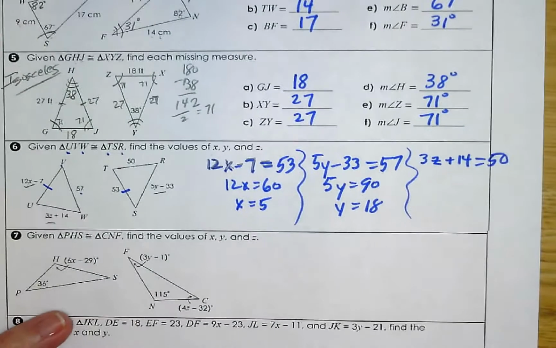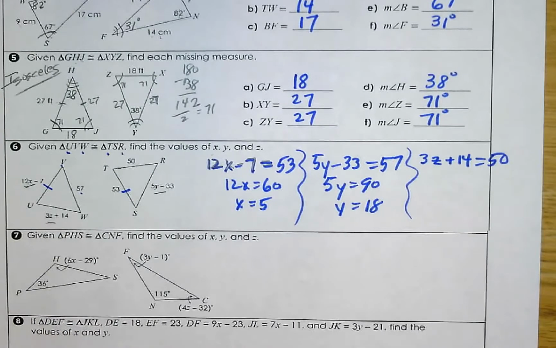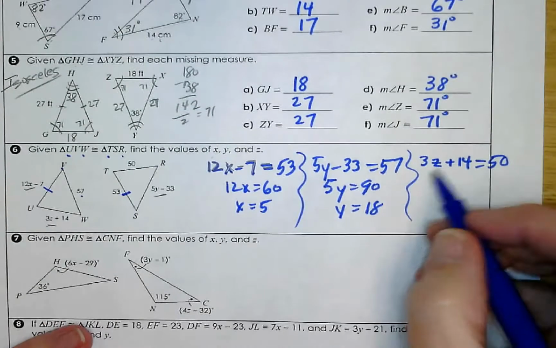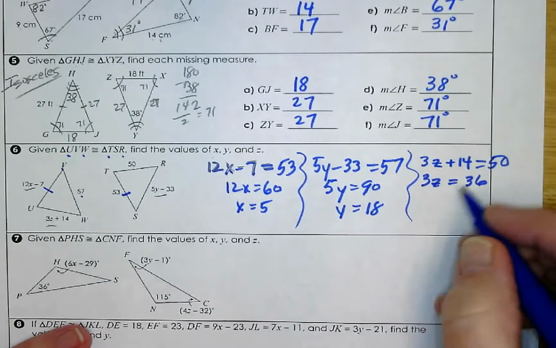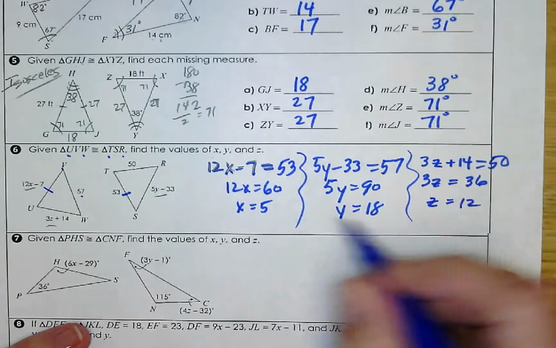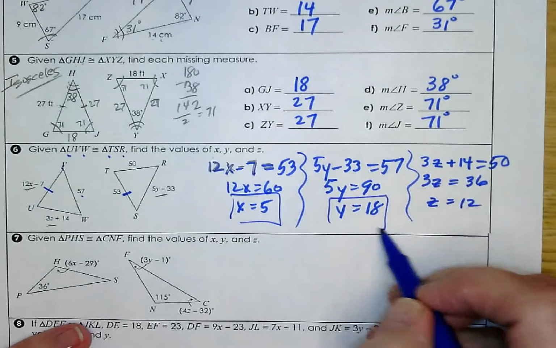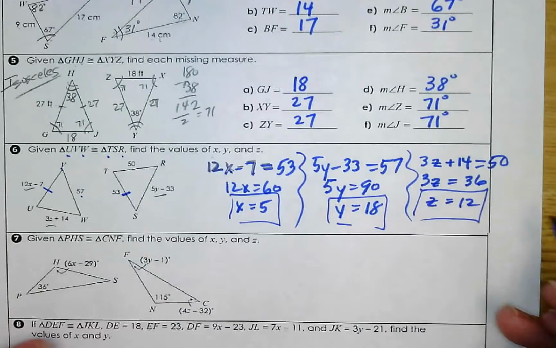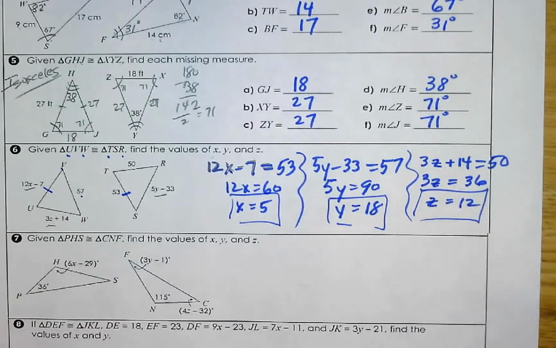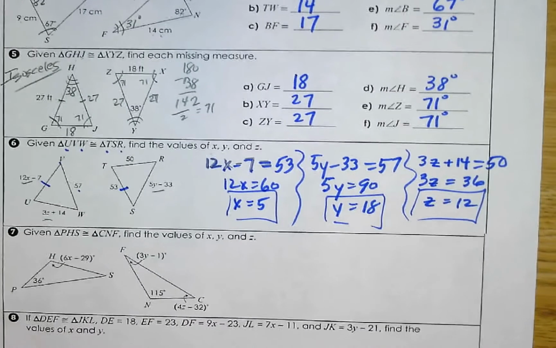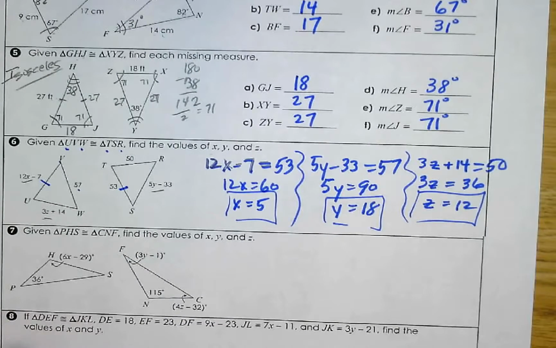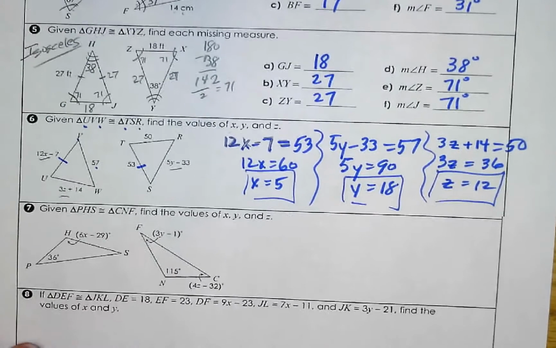That's just another way of using the word corresponds. So 3z is going to equal 36, so z equals 12. So finding which sides correspond to which sides, dealing with the x, y, and the z, and then you go through and solve. I think you can see number 7 is going to be done the same way. Go ahead and pause the video and see if you can find x, y, and z.